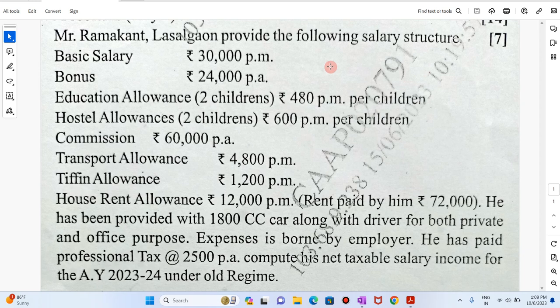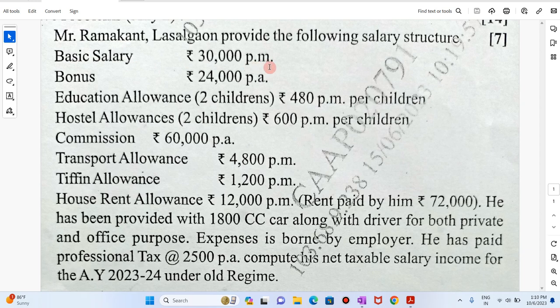I am Namita Mane. In today's video, let us solve an example of income from salary. This is the example on the screen. Mr. Ramakant Lasalgaon provides the following salary structure. This is the salary structure provided by Mr. Ramakant. Basic salary rupees 30,000 per month.